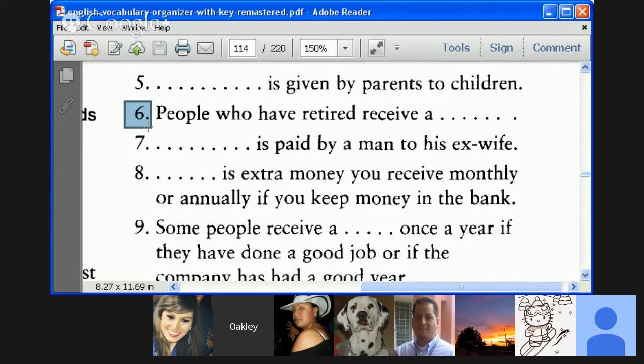Okay, moving on. Heidi. Okay, number 6. People who have retired receive a pension. Right. And here's another important Brit versus American. Brits call them pensioners. If you're a retired person, you're a pensioner. Americans call them retirees. They just generally don't use pensioner.